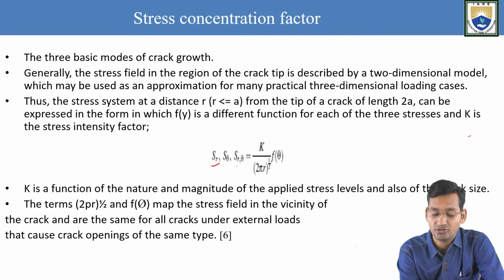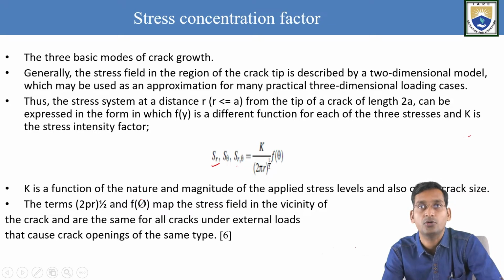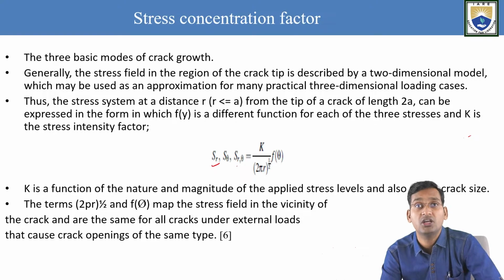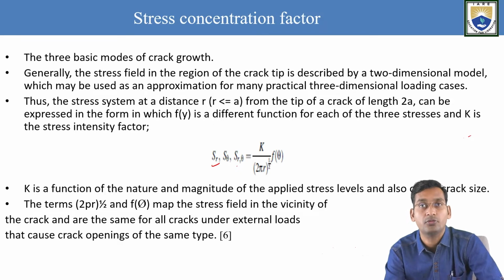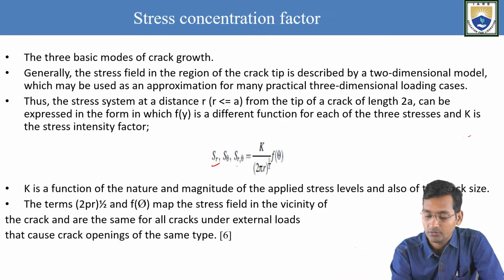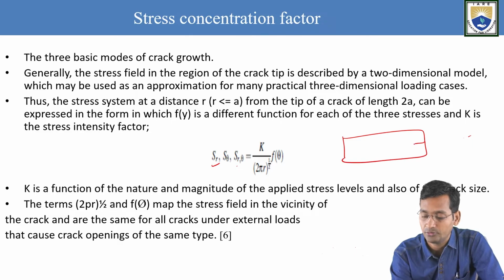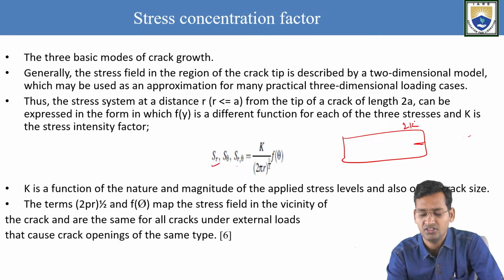Now K is a function of the nature and magnitude of the applied stress. We have already seen that K is the stress intensity factor. So it depends on what? Definitely the magnitude of the stress, and also the crack size, because the intensity factor shows by what amount it is getting cracked. Suppose you apply a stress of 2 kilonewton per meter square to a crack of this size, you will get this much crack.